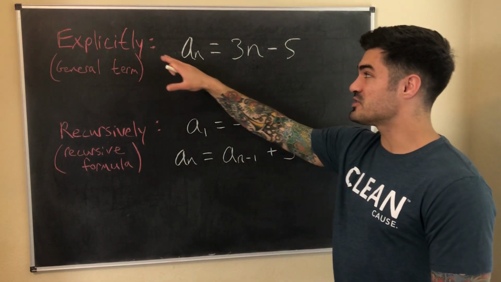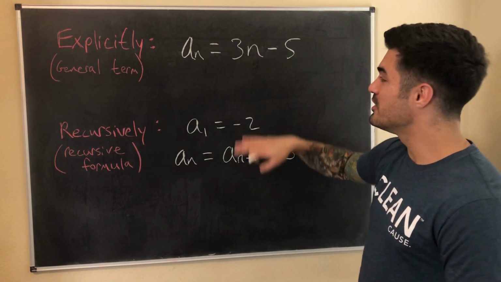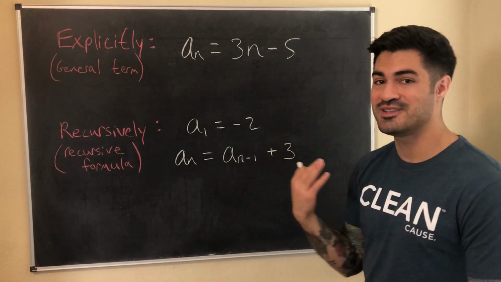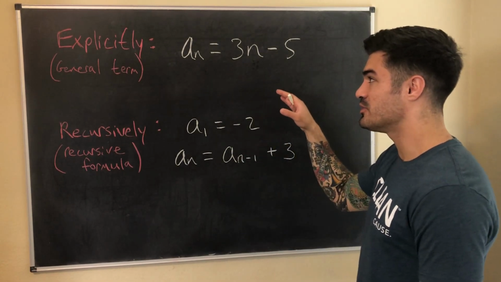But we call this explicitly because the sequence is defined explicitly in terms of n, right? So for example, to find the 25th term, all I need to do is plug 25 into n, simplify that down, and there we go. I have the 25th term of this sequence, okay?